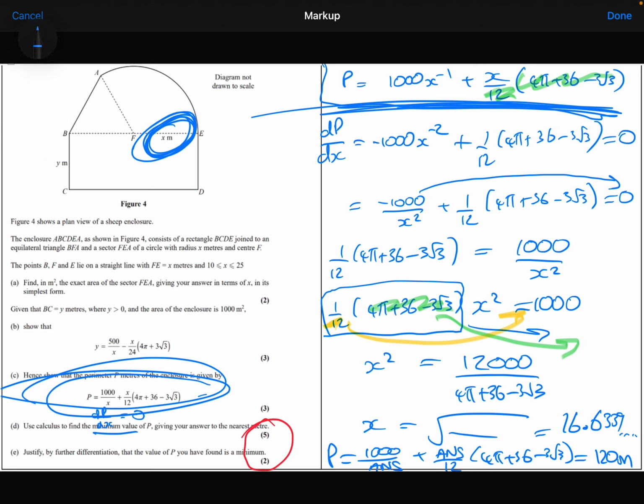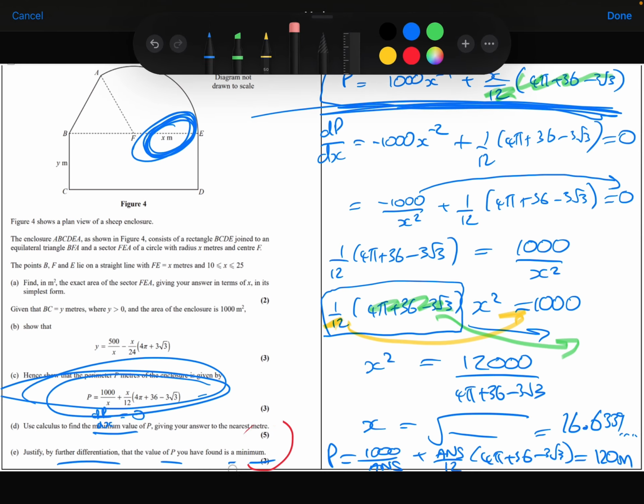Finally, part E, justify by further differentiation that the value of P you found is a minimum rather than a maximum. So, I know that at a minimum, the second derivative is going to be positive. So at a minimum, d2P/dx squared is greater than 0. So that's what I need to show when x is 16.6.